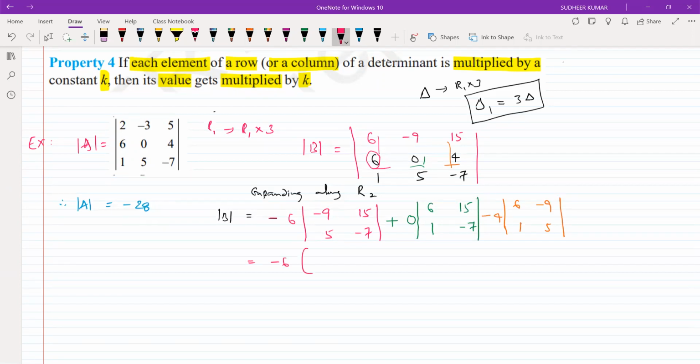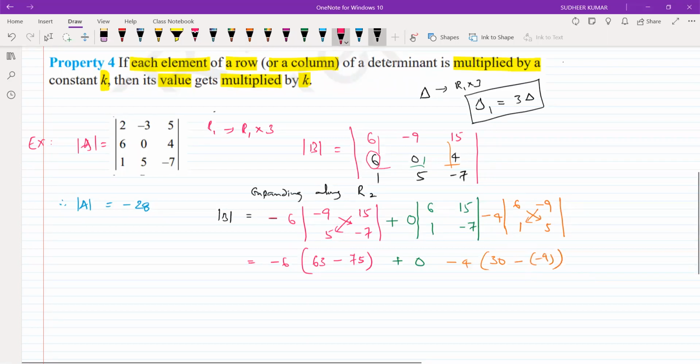That equals minus 6 times, multiply these two: minus into minus is plus, 9 7s are 63, 63 minus minus 3... this is 75. Next is plus 0 into any value, which is 0 only, so directly we can write 0. And the next one, minus 4 times of 6 5s are 30, 30 plus 9, and this is minus 9, so plus 9. So the result is minus 6 times of, this is minus 12. Plus 0 we need not write. Next, minus 4 times of 30 plus 9, that is 39.